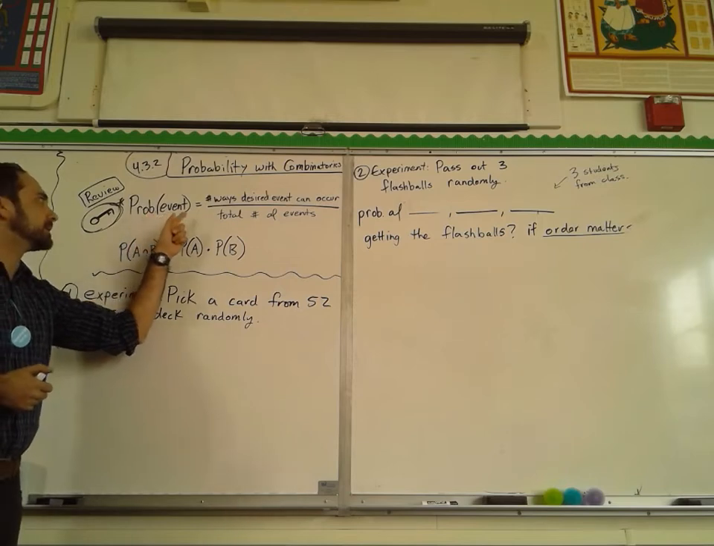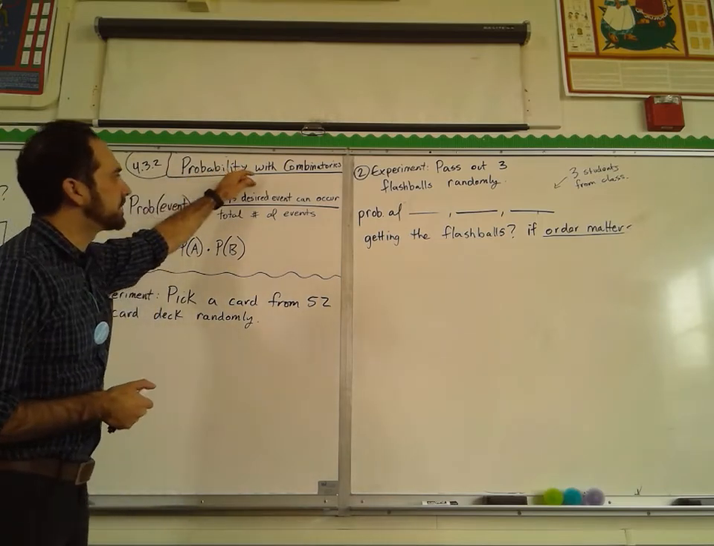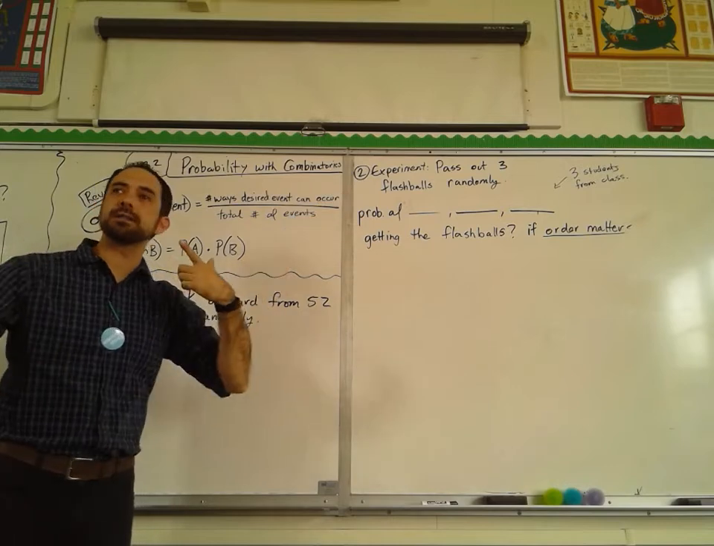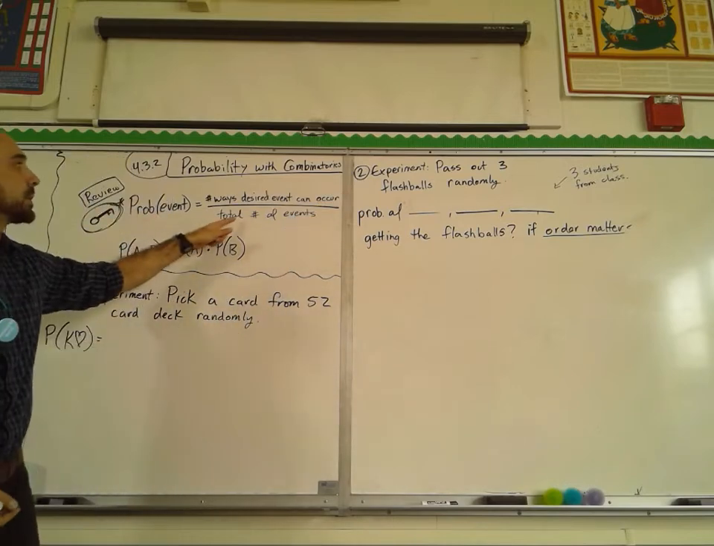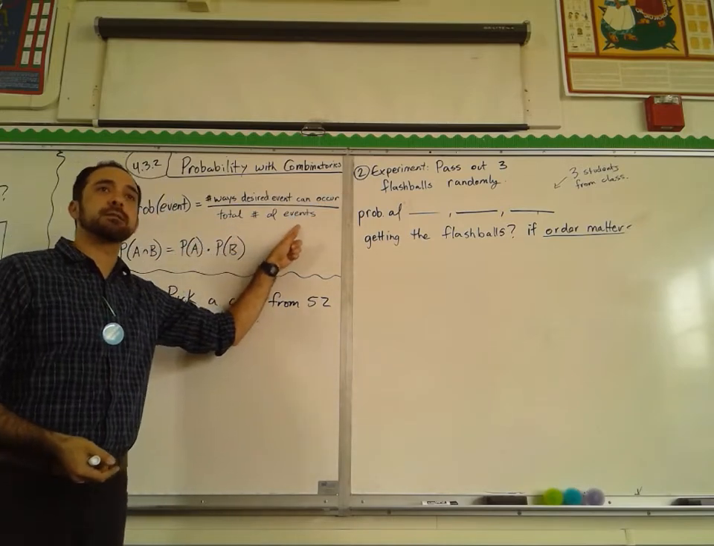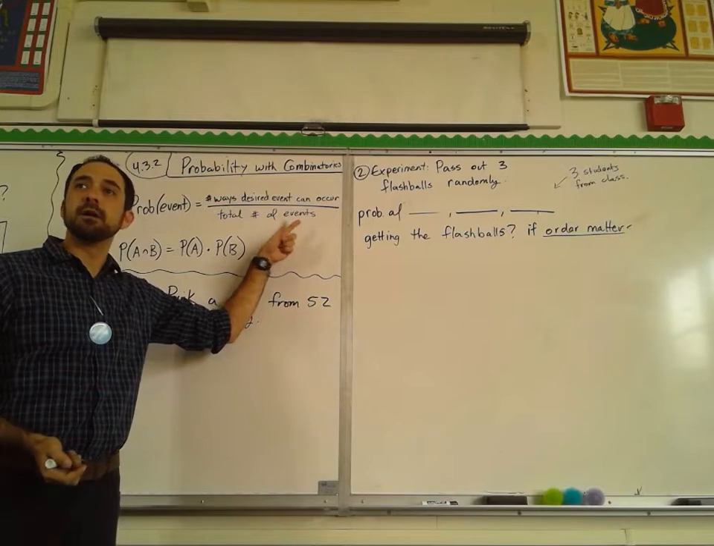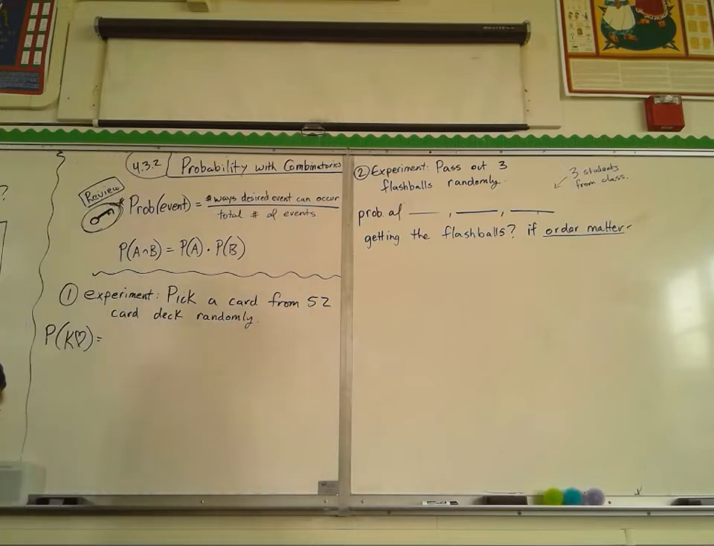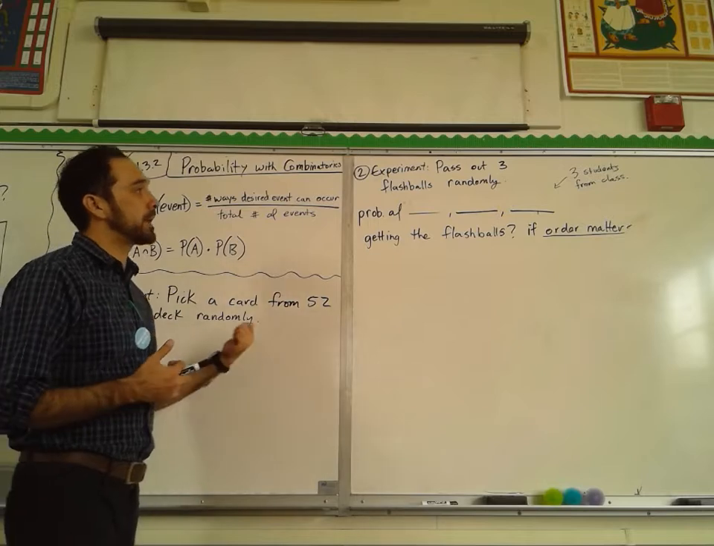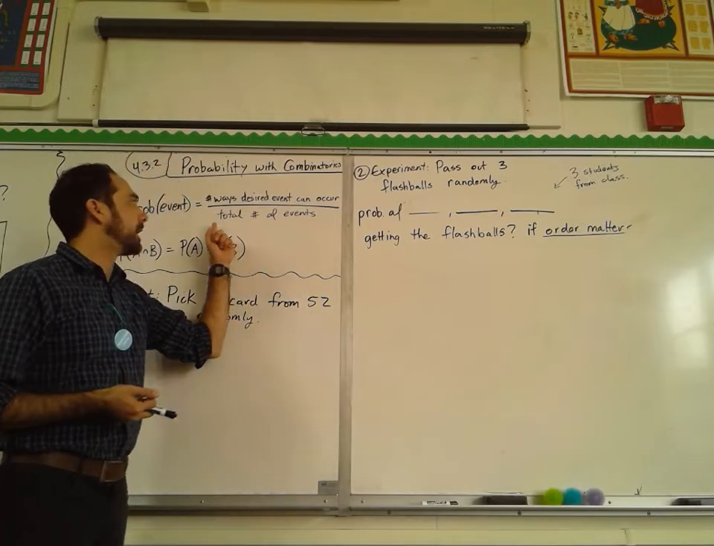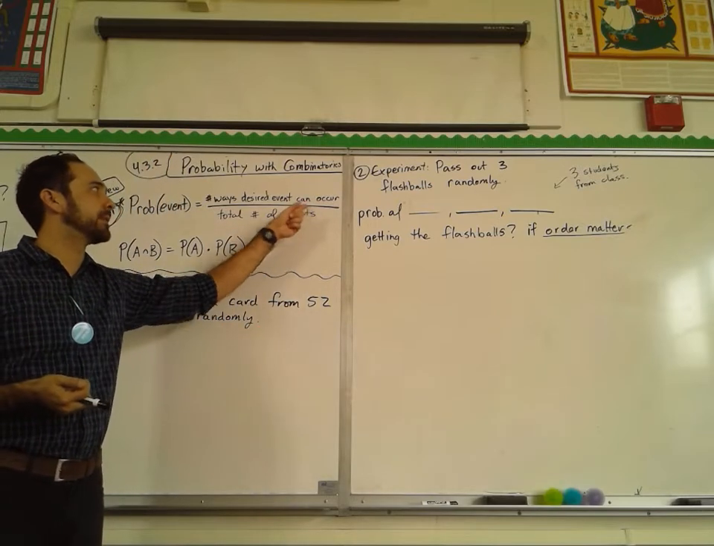Probability of an event is equal to the number of ways the desired event can occur. That's what you want to happen. Divided by the total number of events. So if I look at this, I'm pretty sure that most of the time, if I'm using combinations or permutations with this, I'm going to be figuring out that total number of events.